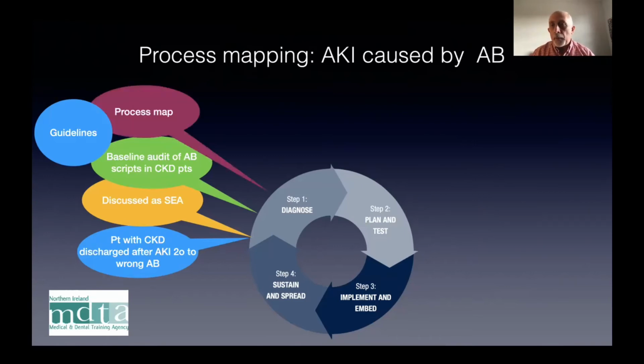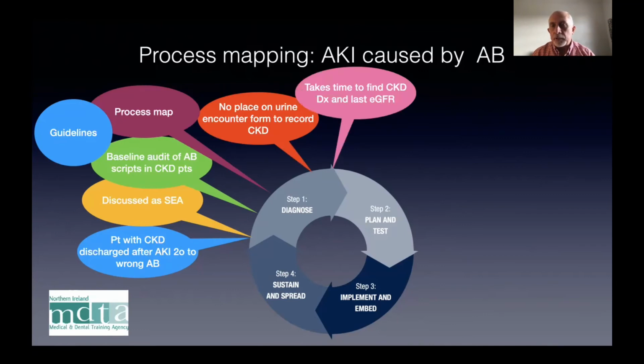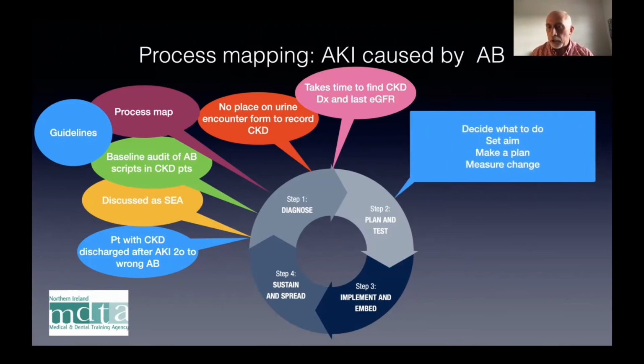And on the back of that, then we decided to process map what our urine process was. What that threw up was that there actually was nowhere on the urine encounter form to record whether a patient had chronic kidney disease. And as part of that further discussion, there was a fear from our nurses that this is going to take time. It was going to take time to actually look up this information when the nurses were already busy together. So before we could even start to think about coming to a conclusion about what we wanted to do, we had to go through this diagnostic process. And it integrates all of the things I've talked about.